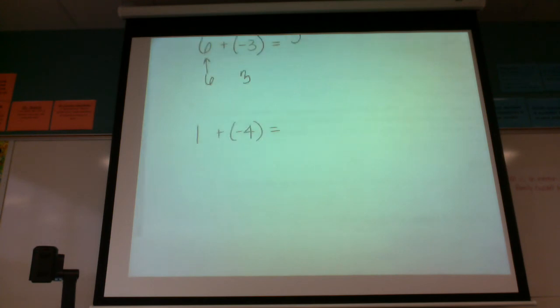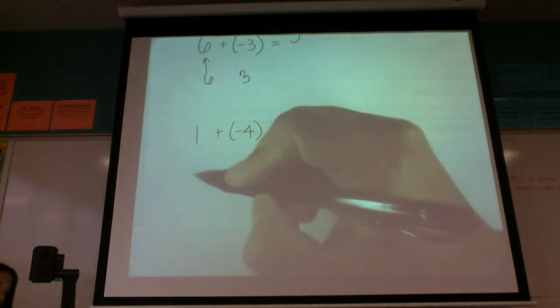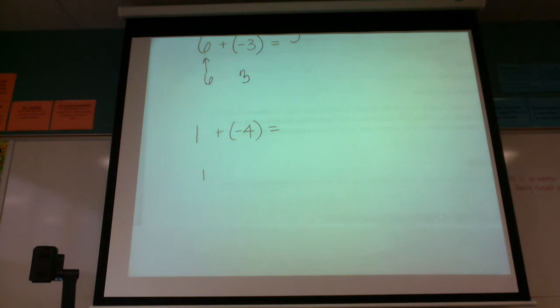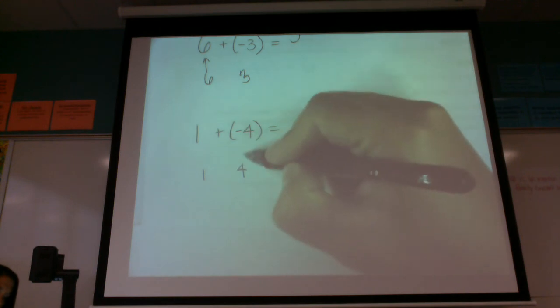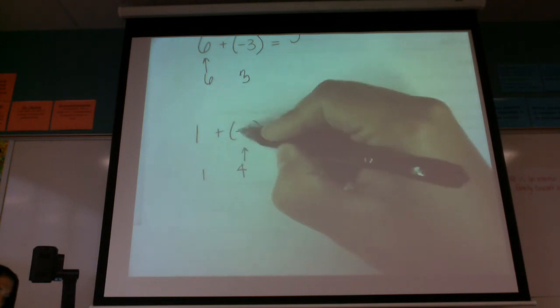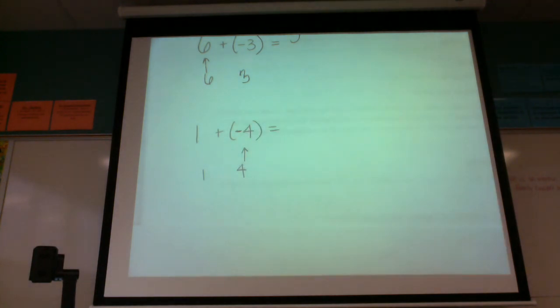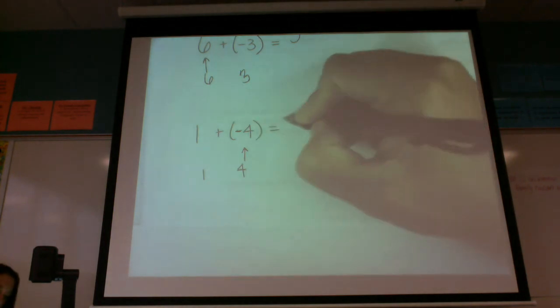If we look at the next one, 1 plus negative 4. What is the absolute value of 1? 1. What's the absolute value of negative 4? Well, that's 4. Do you see how 4 is bigger? And since it matches up with our negative number, I know that my answer has to be negative.